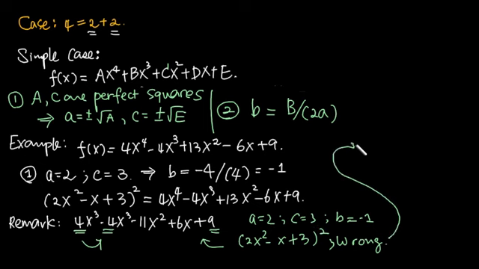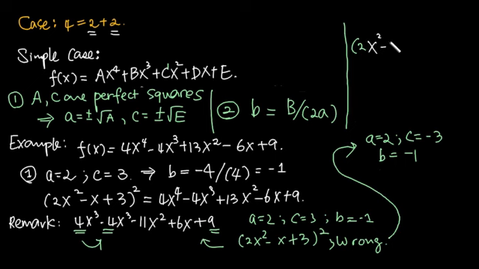So realize that this doesn't work, and the next thing we should try is a is 2 and c is negative 3. This is the opposite sign. B is only determined by the value of a and the coefficient of x to the third, so this is going to be the same, negative 1. So this time, if you try 2x squared minus x minus 3, squared, then you get the correct answer back.